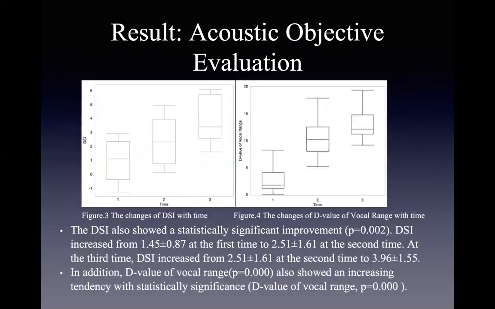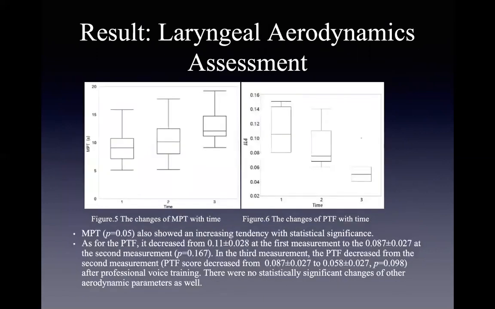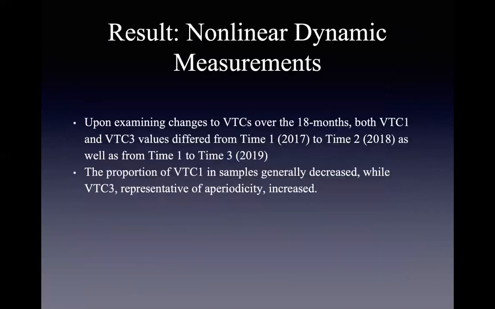For acoustic objective evaluations result, the DSI and D value of vocal range both increased with statistical significance. For laryngeal aerodynamic assessments, MPT showed an increasing tendency with statistical significance. As for the PTF, it decreased over time, but without statistical significance.